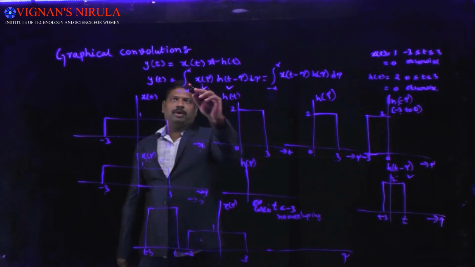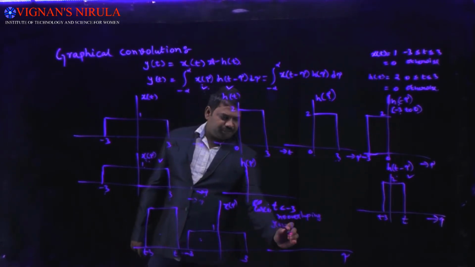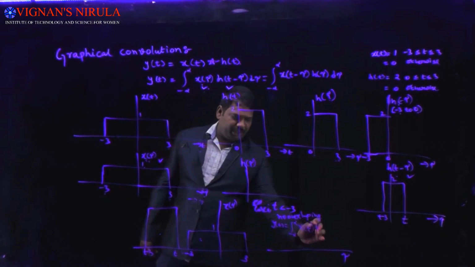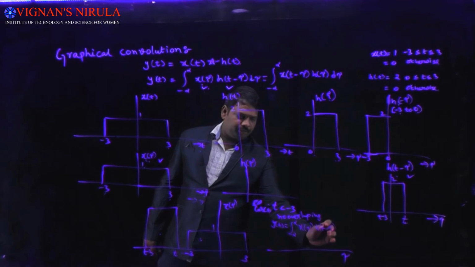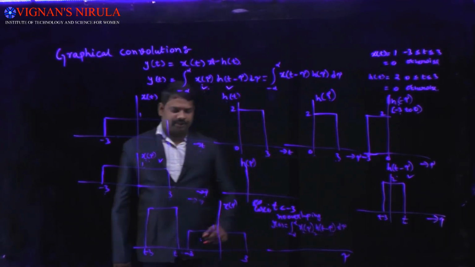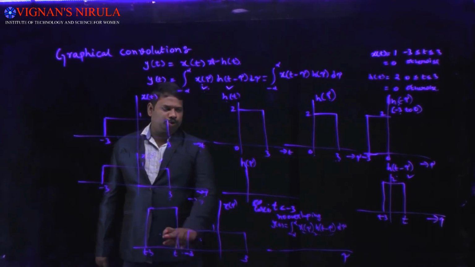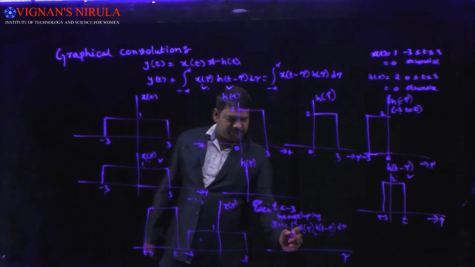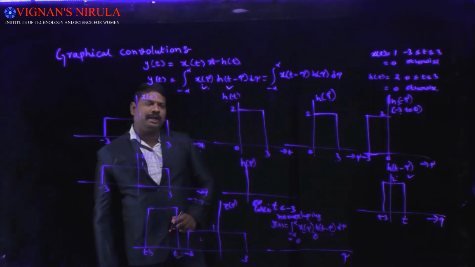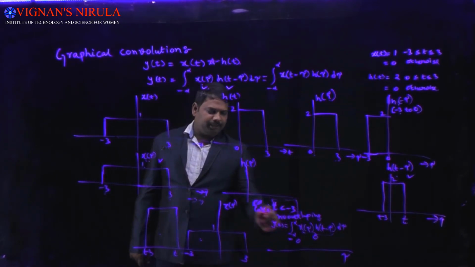If we observe our y of t expression, y of t is equal to the integral from minus infinity to infinity of x of tau h of t minus tau d tau. Therefore, what is this particular product? We will observe there is no common region between those two. Therefore this product will be 0, and obviously the integration will be 0. This is the case only for t less than minus 3.